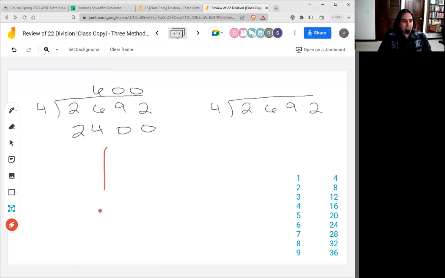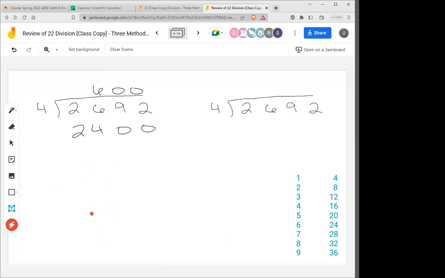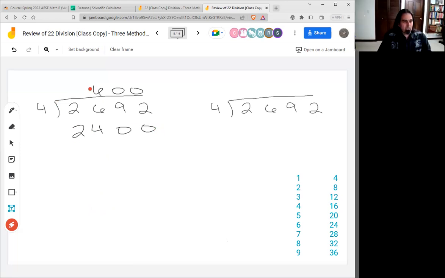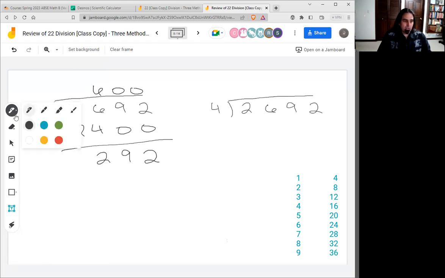Okay, should we finish up? Yeah. Okay, so we've dealt out 2,400 cards: 600, 1,200, 1,800, 2,400. So we'll actually do our subtraction. And in our hand, we have 292 cards left. So now I want to deal out 10 at a time. So if I deal out 10 cards, that's going to be 40. Then I go around again. I've dealt out 80 cards.